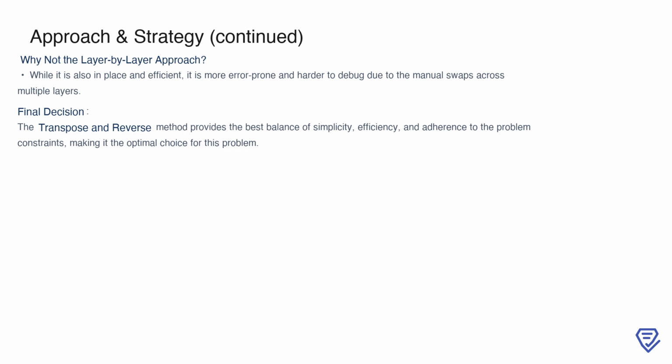By contrast, the transpose and reverse approach provides a cleaner and more straightforward implementation. It requires fewer steps to achieve the desired rotation and is easier to debug, making it less error-prone. Additionally, it adheres to the in-place constraint without the need for extra memory, unlike the brute force approach. Given its balance of simplicity, efficiency, and compliance with problem requirements, the transpose and reverse method is the optimal strategy for solving this problem. This decision ensures the solution is both practical to implement and efficient in execution, addressing all aspects of the problem effectively.